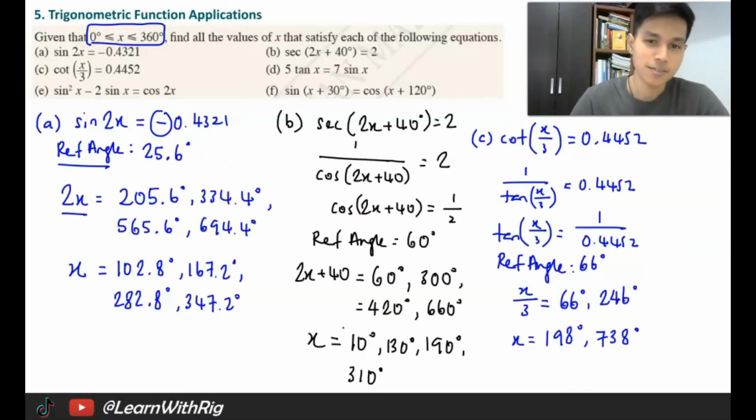Now if you leave your answer here, you're still not complete. Why? This question is a bit tricky also. I told you before, we always have to check the range. It says x is between 0 to 360, right? But you see your angles here are 198 and 738. So can you include 738 or not? The answer is cannot. So this one you have to ignore. So your final answer is only 198. Clear? Always check what is the range.